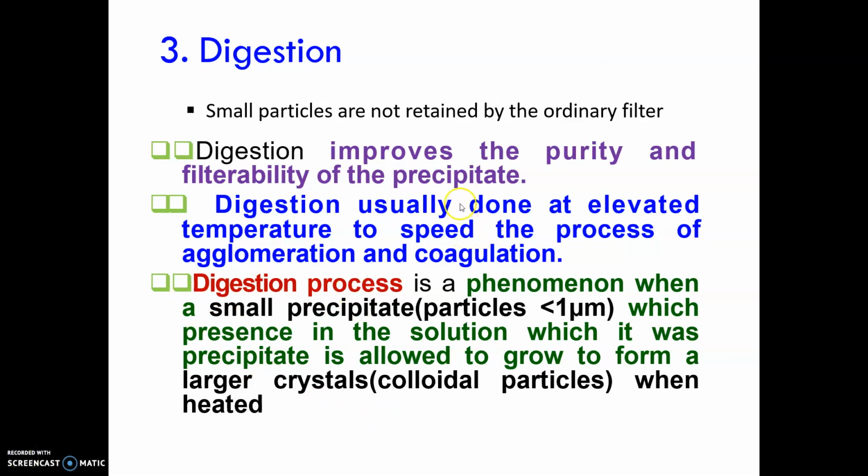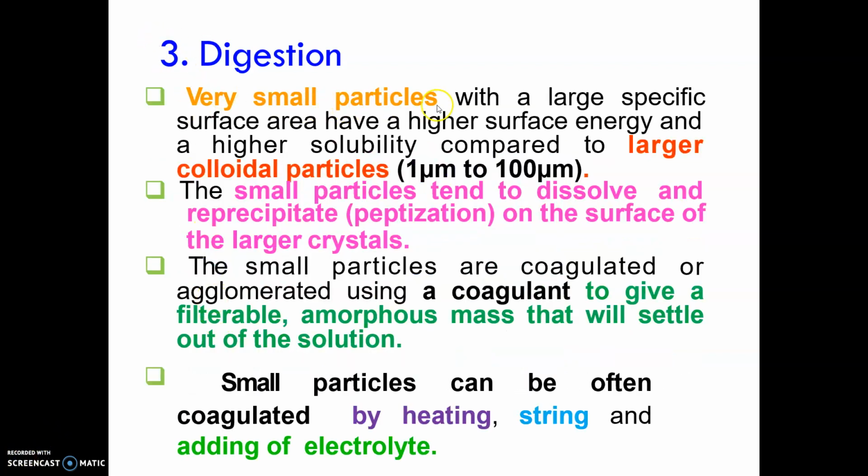How to do it? You do it at an elevated temperature. Okay, so the very small particles have higher surface energy, and the small particles tend to dissolve and re-precipitate on the surface of large crystals. The small particles are coagulated or agglomerated to give a penetrable amorphous mass. So the small particles can often be coagulated by heating, stirring, and adding of electrolyte. So in order to get large crystal particles, you need to do digestion because of this problem.